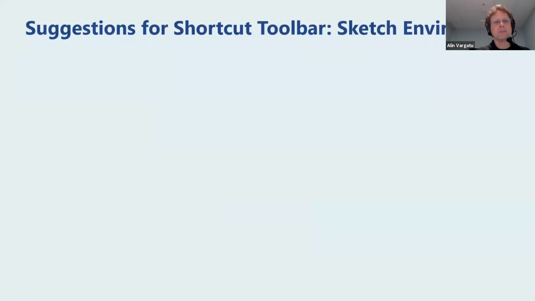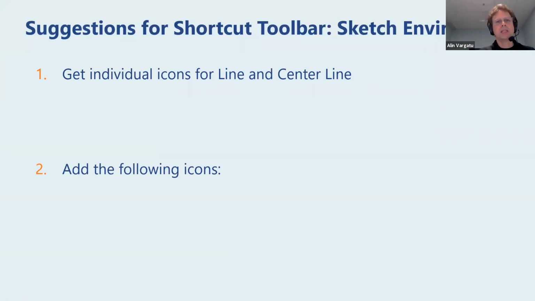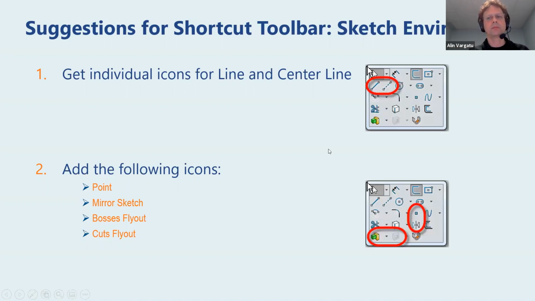Okay, so now we have the shortcut toolbar optimized. So get individual lines for the line and center line, and add icons for the things that you use the most. And these are just suggestions, by the way. Usually what I tell power users is to analyze what you're doing during the day. You may find out that a certain tool is being used more frequently than others, and it might be worth promoting it either to the context toolbar or the shortcut toolbar, depending on the workflow.